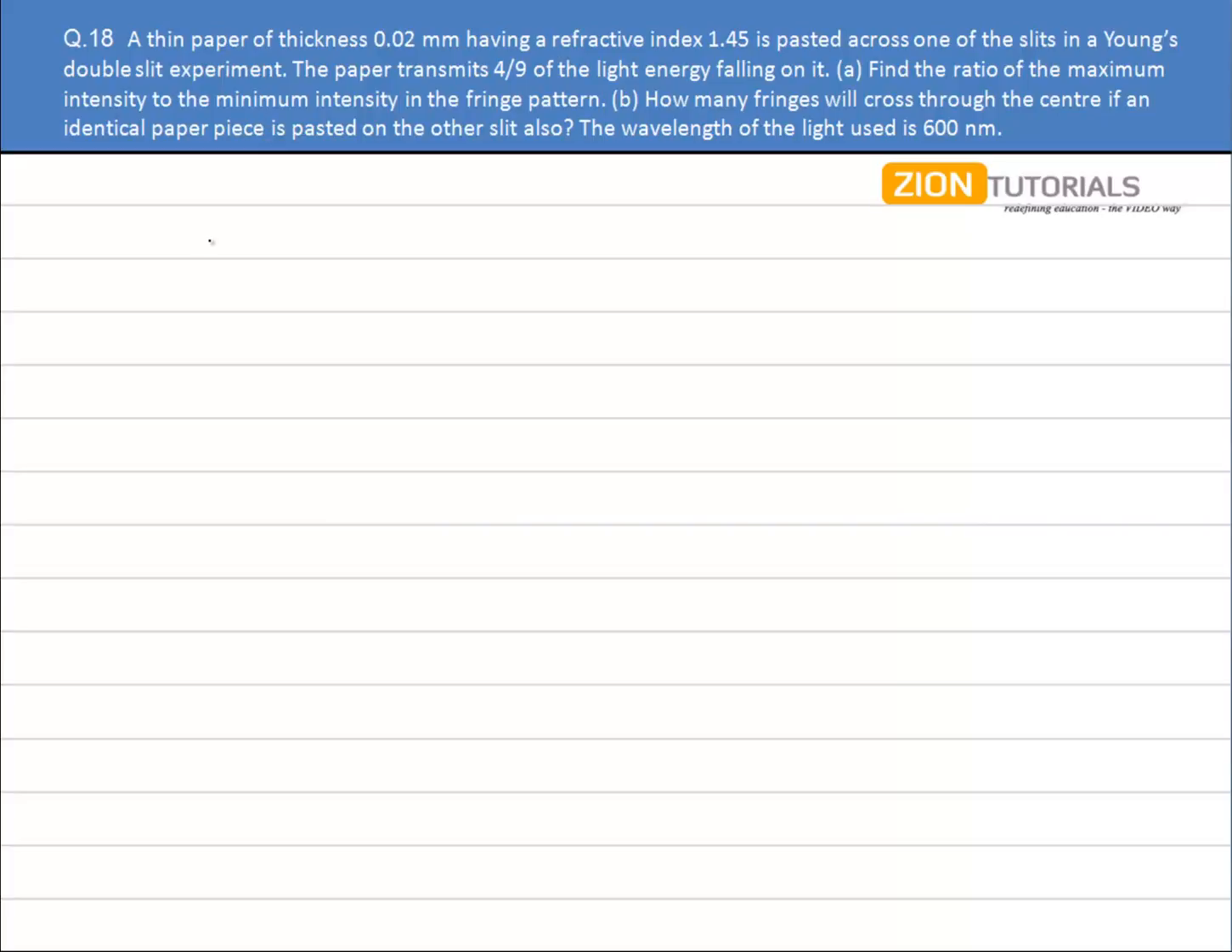Alright, now first thing is that we have given that intensity is 4/9 of the intensity falling on it. Fine. So I2 by I1 is written as 4/9, and we know that intensity is directly proportional to amplitude square. So I can write it as A2 square to that of A1 square. So A2 by A1 comes out to be 2 by 3.